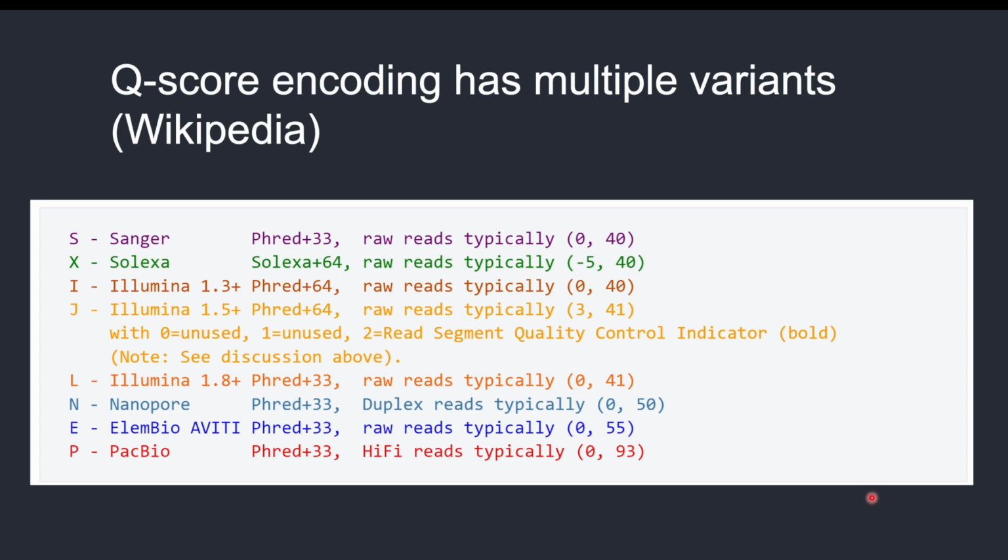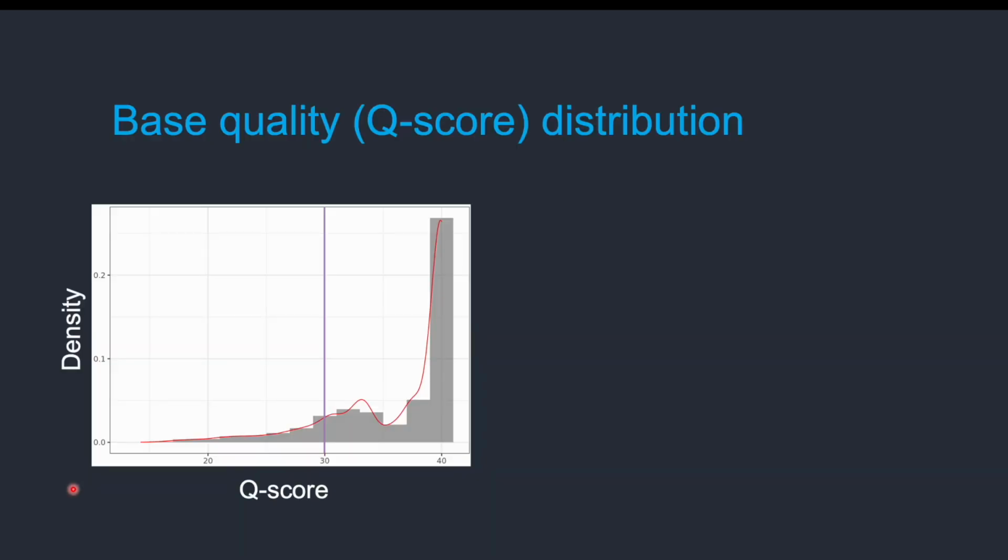To summarize, the definition of error, the encoding method, as well as the range of Q score could be different depending on the sequencing platform. We need to know all the details before we analyze the raw sequencing data. Q score is very useful to determine the quality of a sequencing library.